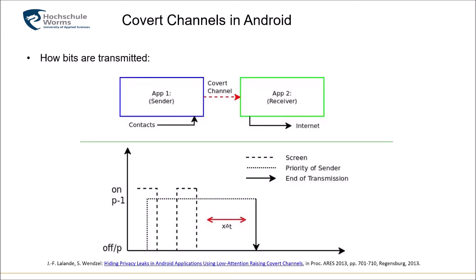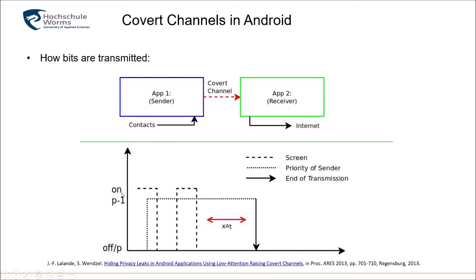So how are secret bits transferred? Remember, we want to read in the contacts somehow, and we assumed that app 1, the sender app, read the contacts already, and now we want to transfer these contacts bitwise to the covert channel receiver, app 2, that leaks it to the internet. And we have two channels, a data channel and a control channel, for which we use the screen state and the priority of the sender.